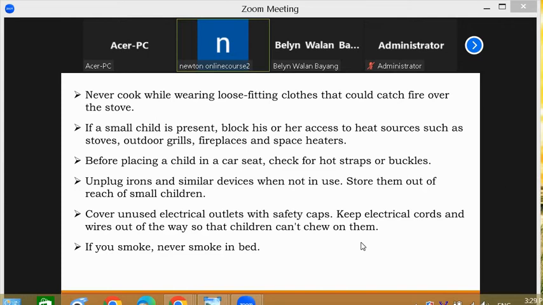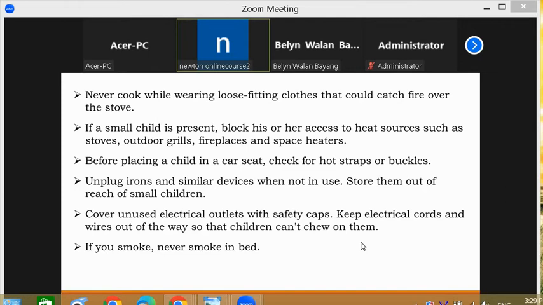If there are any small children, they don't know what will happen if they just touch something; burns will happen, we don't know. So the older people should take care, and you have to block the small children. If you are placing the baby in the car or something, before that you have to ensure that everything is safe. Then only place the baby in the car.